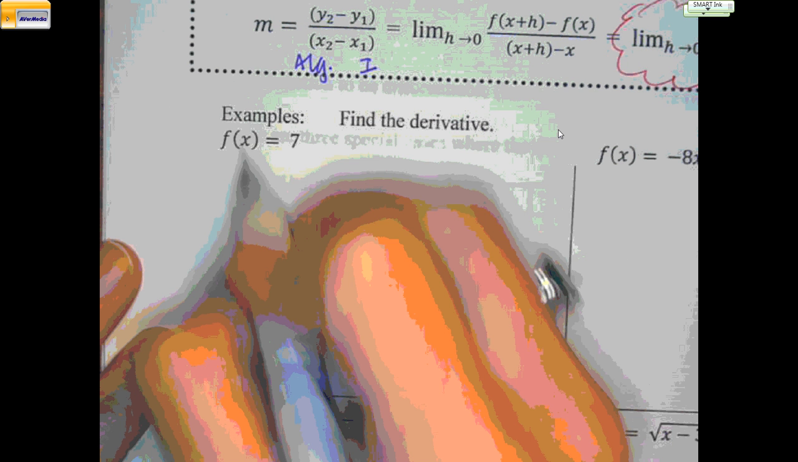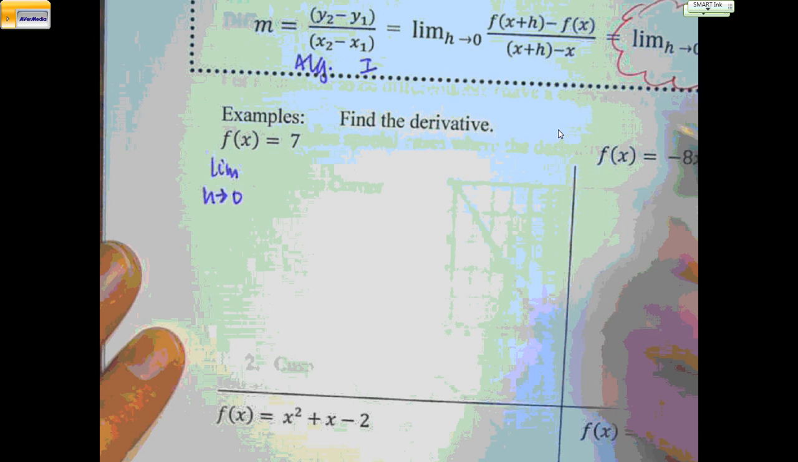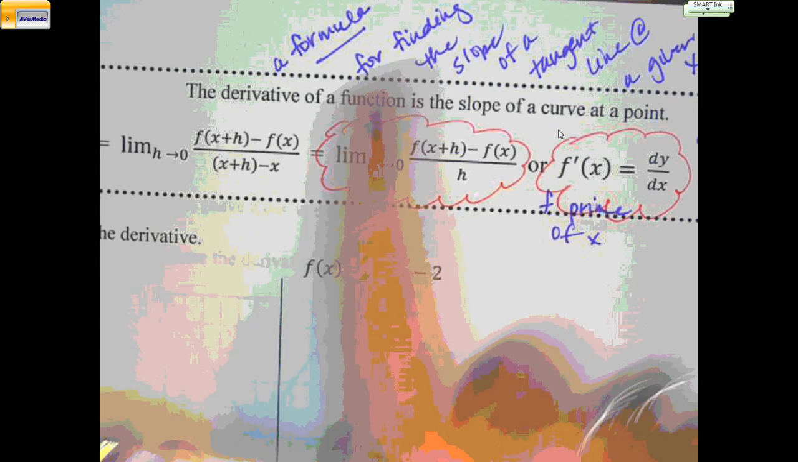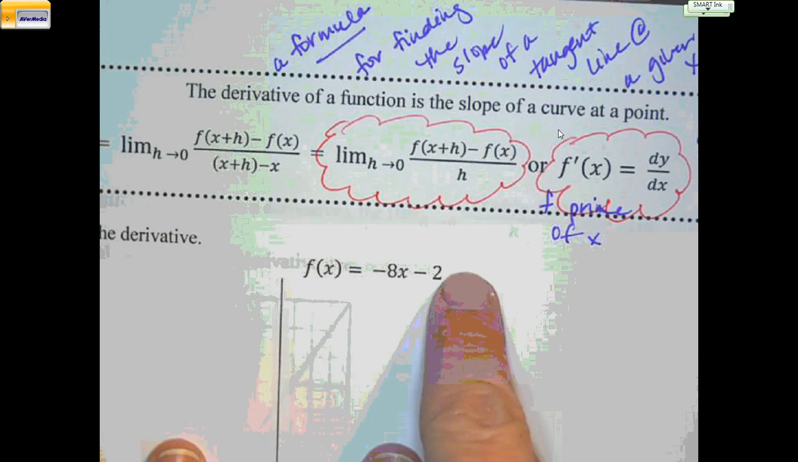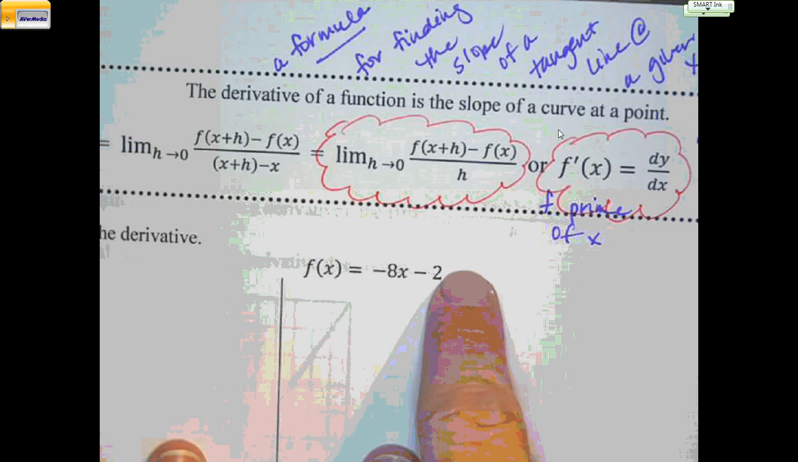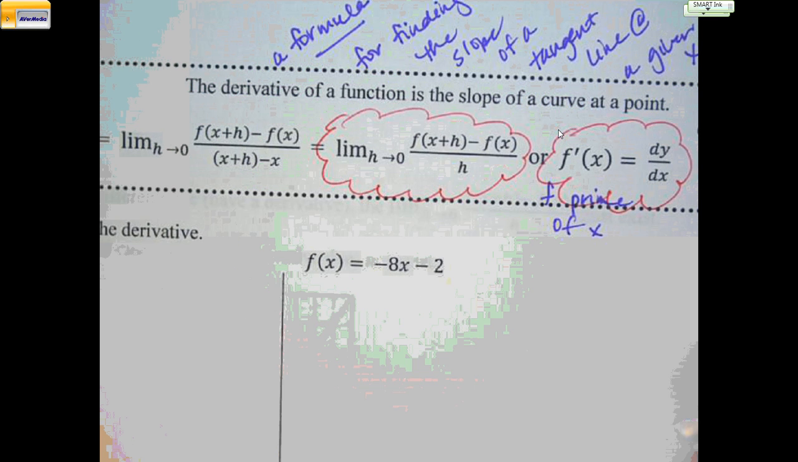So we have the limit as h approaches 0. And again, this little red cloud here, you have to have that memorized. So we're starting out with the function at x plus h. So everywhere I see an x, I put in x plus h. Where's the x?